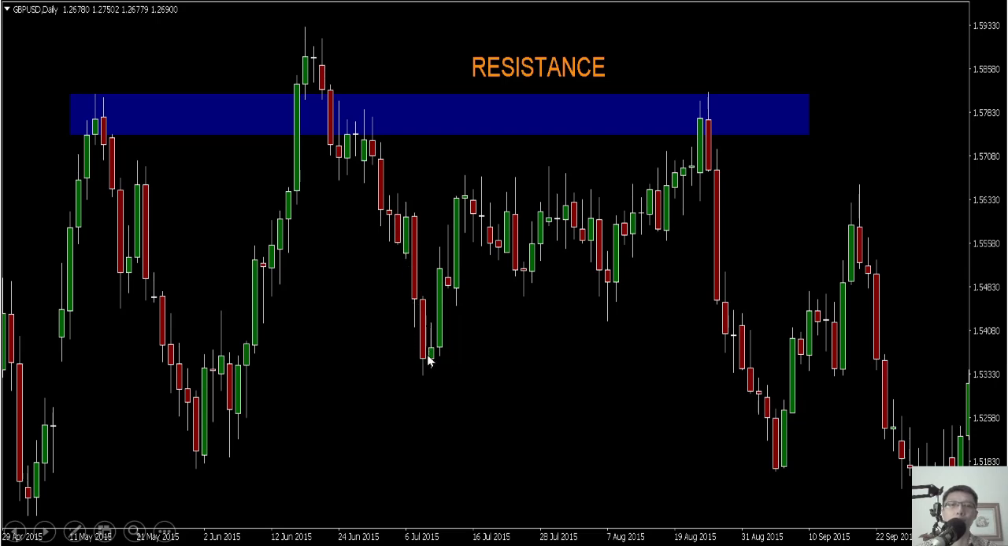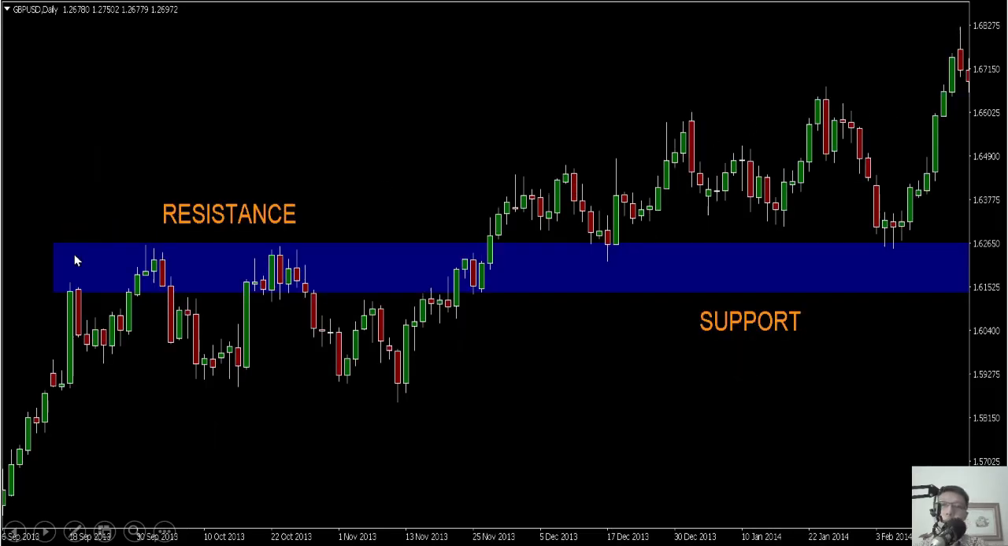And buyers push the price again to the upside until it reaches this resistance area. And the sellers push the price back until this very strong downtrend. Okay, so this is an example of manipulation. There are two manipulations here and here, because price moved above this high resistance level.